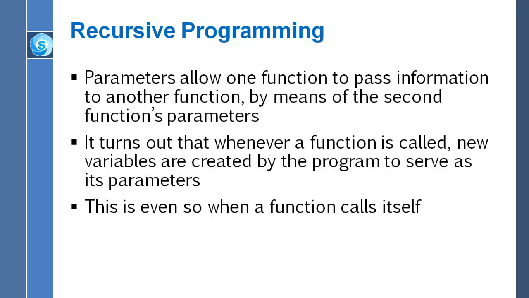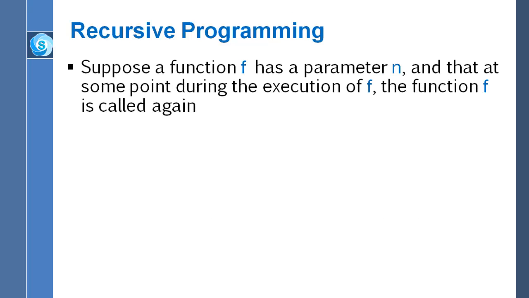And this is true when a function calls itself. And that's important. Let's imagine a situation now where we're dealing with a function f that has a parameter named n. It could be an integer parameter. It doesn't really matter. So you might think, okay, I look at the code and I see there's a function named f and there's a parameter named n. Clearly n is a variable, and you might think, well, there's just one variable named n.